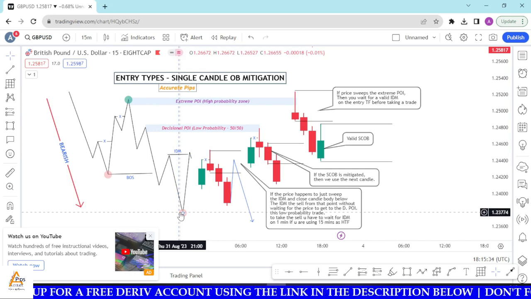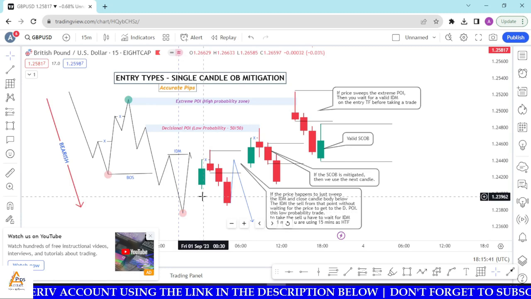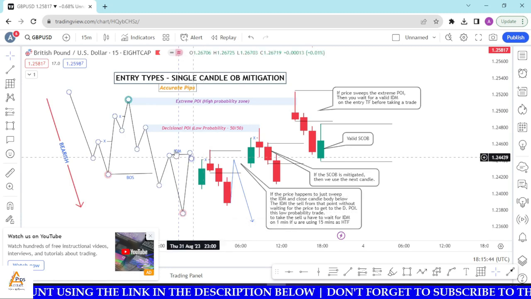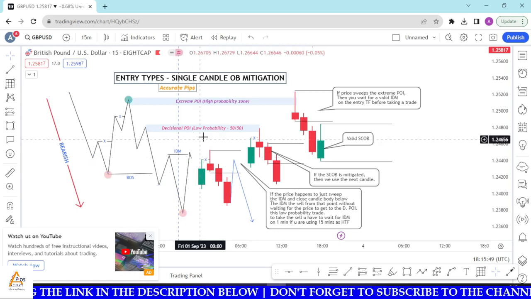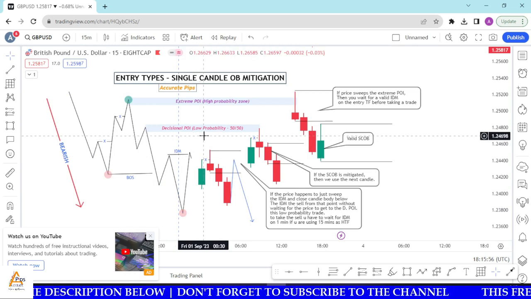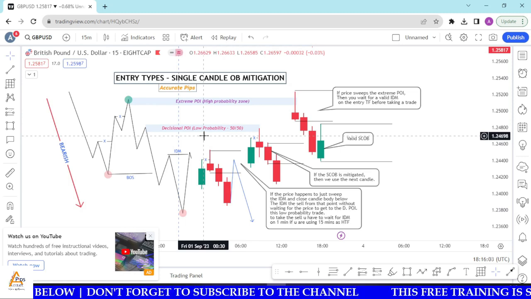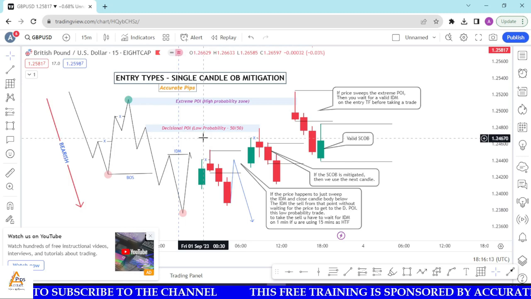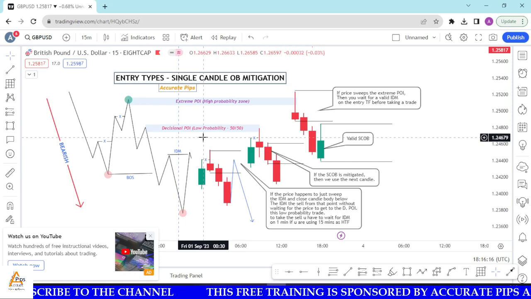The first thing you do after inducement is taken out is identify your zones. The first zone you should identify is the one close to the IDM, which we call the decisional POI, and it is low probability. That's why I put 50-50 there. It is a 50-50 chance of it working. So if we want to trade a decisional zone, we need an extra confirmation of a single candle order block forming at that zone. If a single candle order block forms there, it increases the probability of the zone.